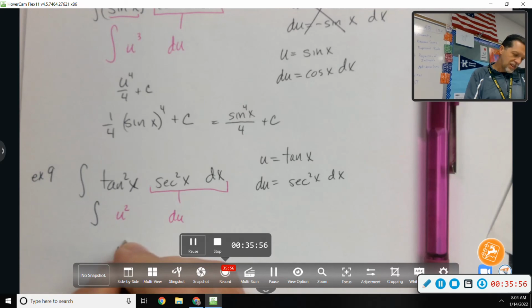U cubed over 3. So tangent cubed x over 3 plus c.